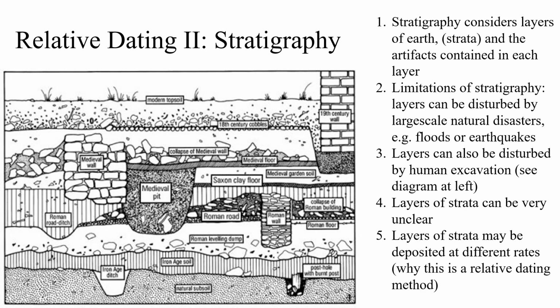Layers of strata can be disturbed by large-scale natural disasters, like floods or earthquakes. Layers can also be disturbed by human excavation. See the diagram here, how a medieval pit cuts through several different layers of strata, even though the pit was created during one period.